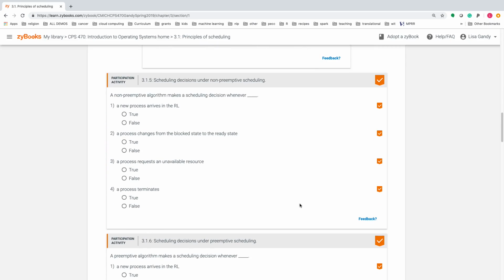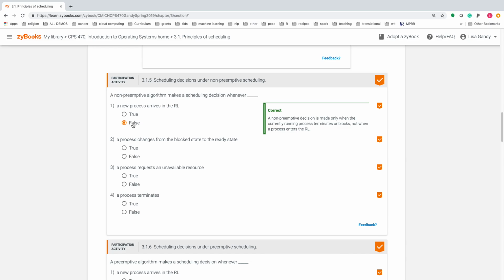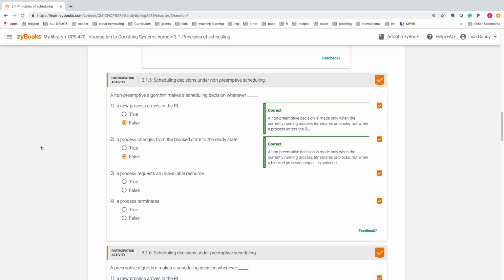Okay, so a non-preemptive algorithm makes a scheduling decision whenever a new process arrives in the ready list. No. Basically, it's making a decision when it finishes, right? A non-preemptive algorithm makes a scheduling decision whenever a process changes from the blocked state to the ready state. True or false? False. So a non-preemptive decision is made only when the currently running process is finished or it blocks. A non-preemptive algorithm makes a scheduling decision whenever a process requests an unavailable resource. True or false? Yes, because it's blocked. The non-preemptive algorithm makes scheduling decisions when a process terminates. Sure.